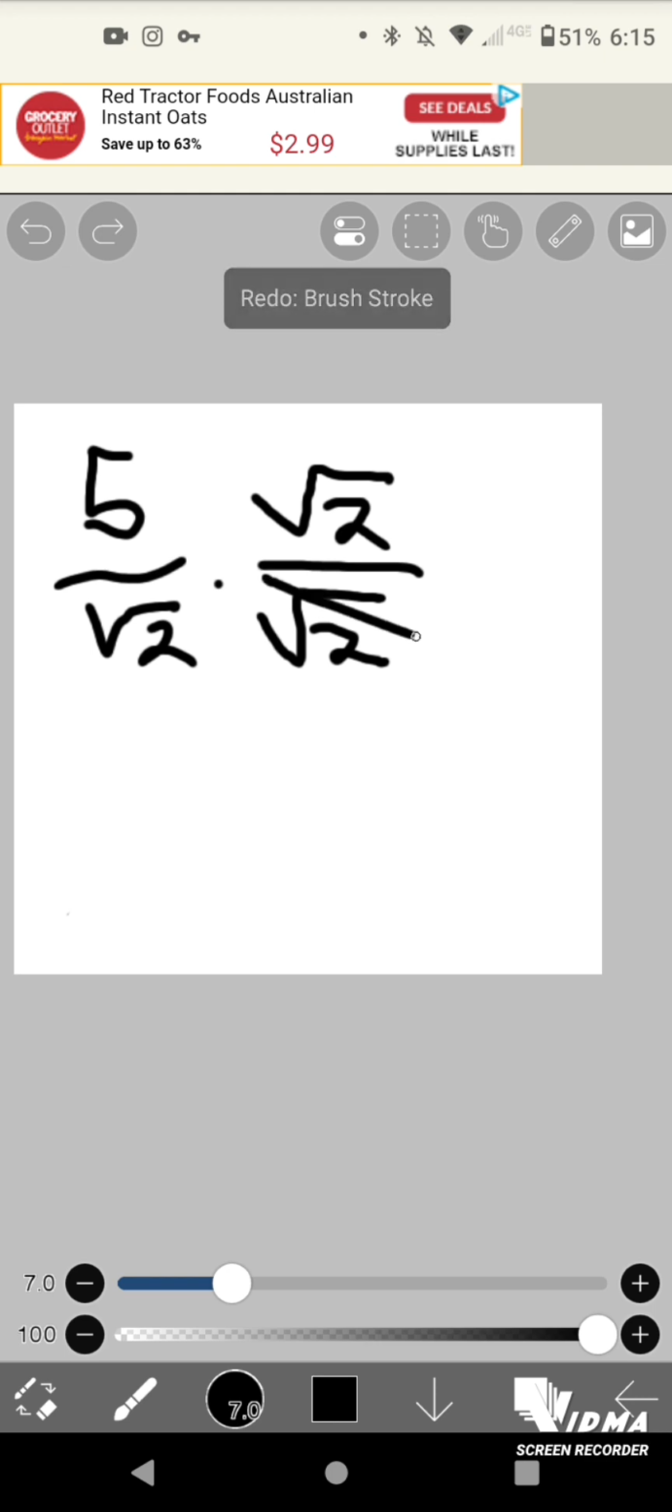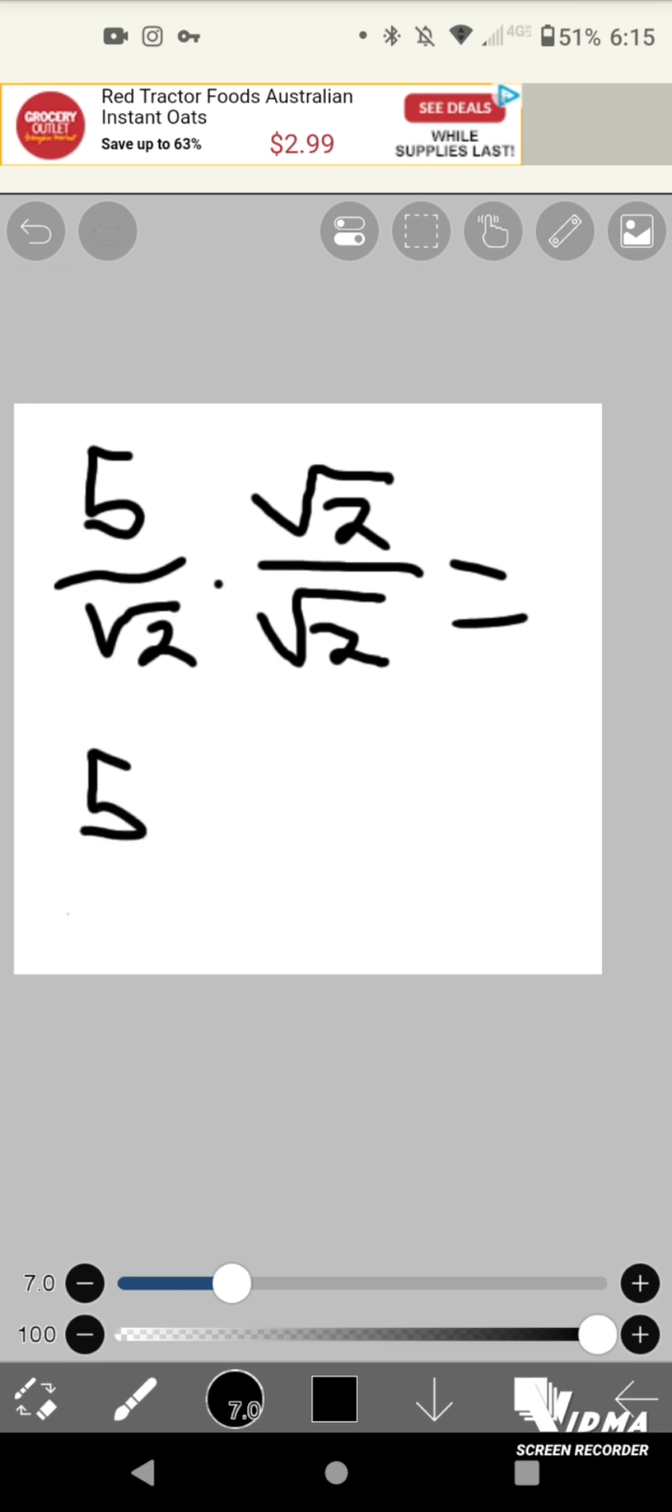If we were to just multiply the top by square root of 2, that would be a different number, and we don't want that. So when we do this, as I said earlier, when you multiply 5 by square root of 2, you get 5 root 2.